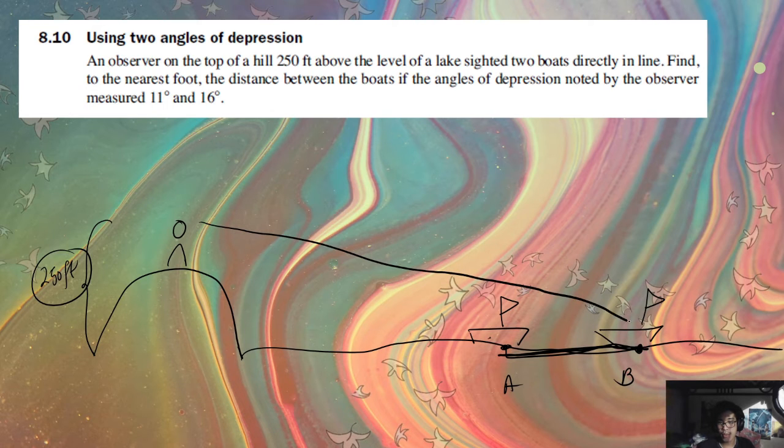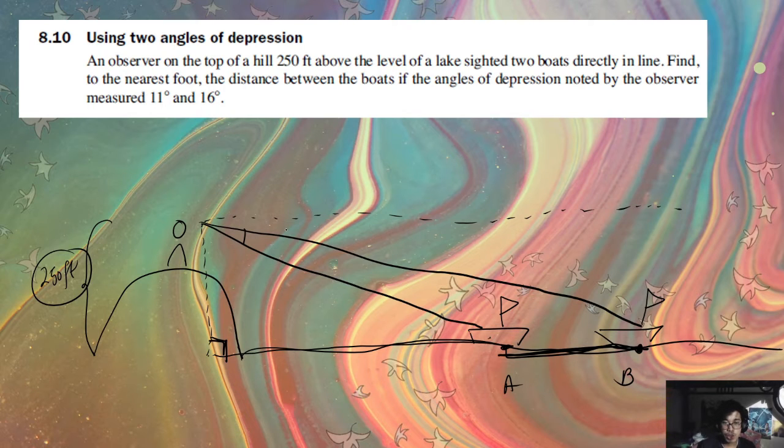Let's say, for example, that this is the first side and this is the second side, and this is a right angle. Let's say this measures 11 degrees. So our 11 degrees should be here, and our 16 degrees, based from his line of sight, using the angle of depression. And we need to find the distance between the two boats.